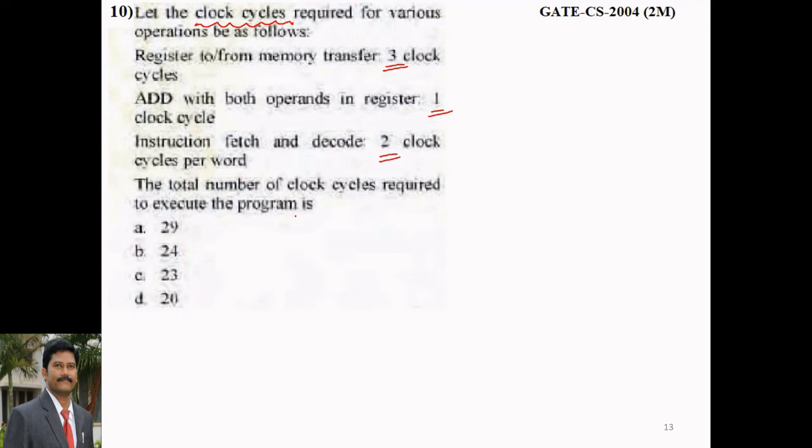So he has given some information: memory reference reading or writing, 3 clock cycles it will take. Add instruction, it will take 1 clock cycle. Instruction fetch of every instruction, 2 clock cycles it will take, fetch and decode. And he asked for the total number of clock cycles required to execute the given program.